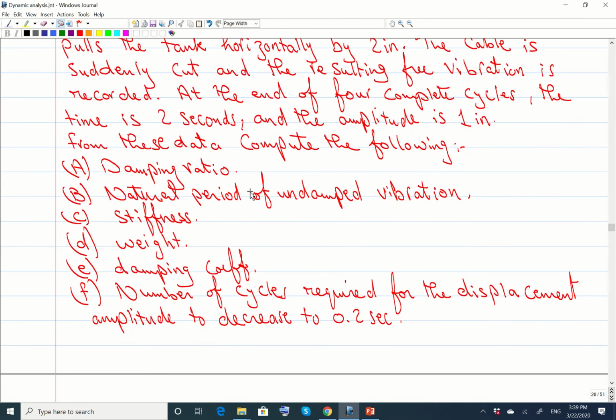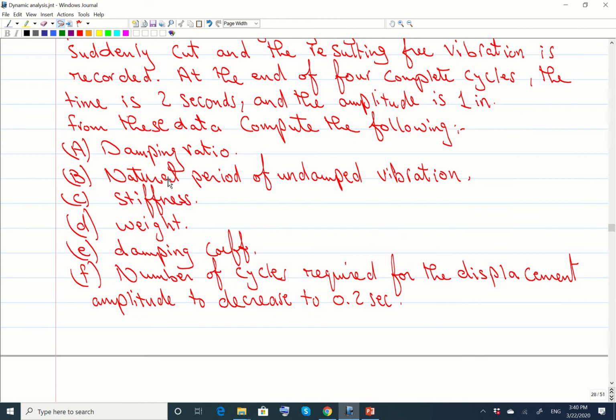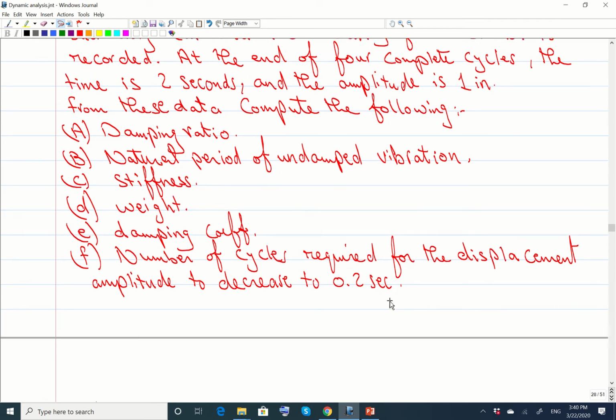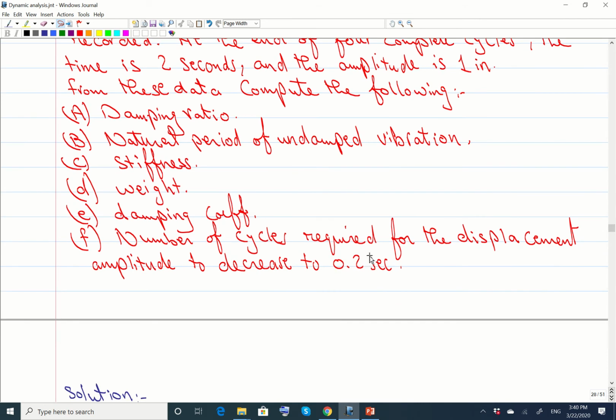From those 4 pieces of information, we will be able to find how much is the damping ratio for that structure, the natural period of the undamped vibration, the horizontal stiffness of that structure, the weight of that structure, the damping coefficient, and the number of cycles required for the displacement amplitude to decrease to 0.2 inches.